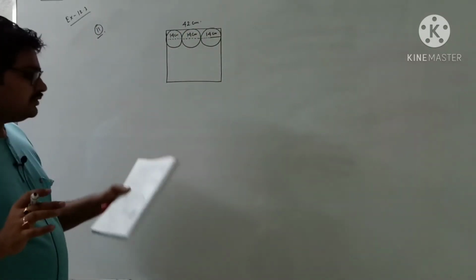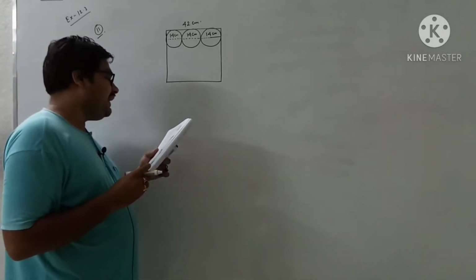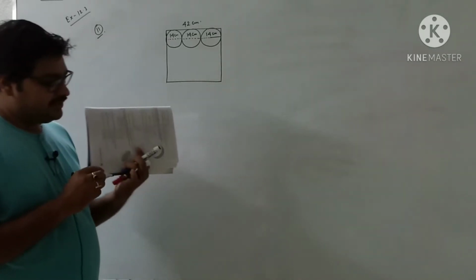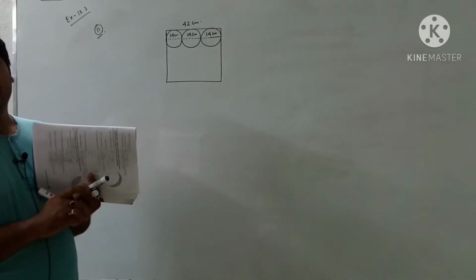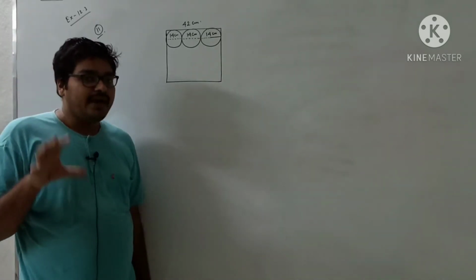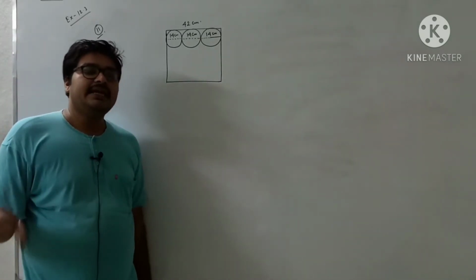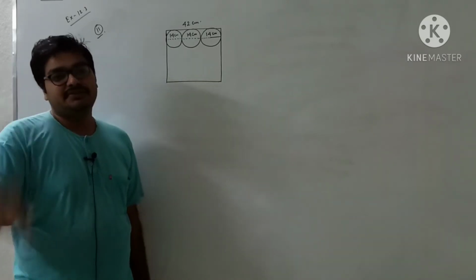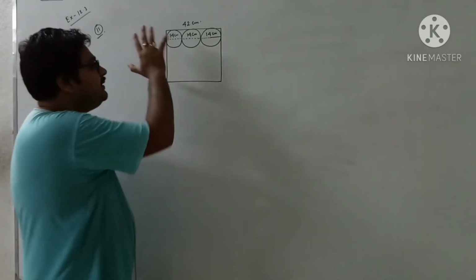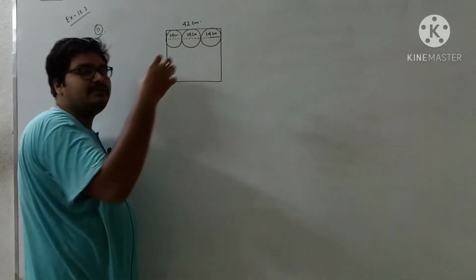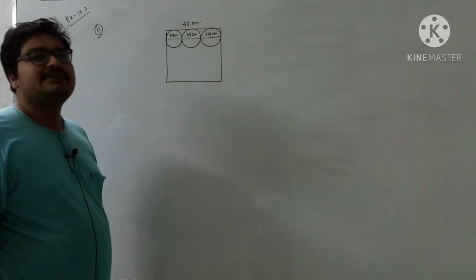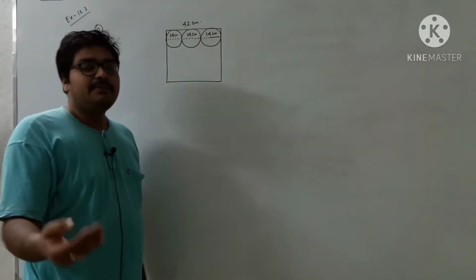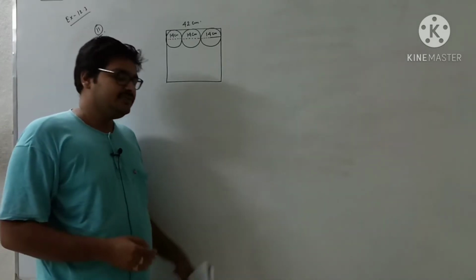So what do I have to do? If I want to find out the area of the remaining portion of the handkerchief, from the complete square area, I have to subtract the area of the 9 circular regions, because except the design, I have to find out the remaining portion area of the handkerchief.